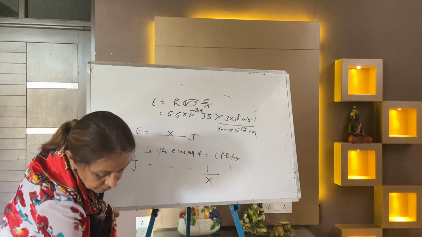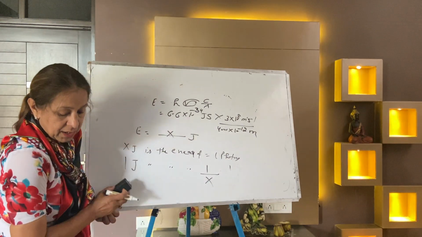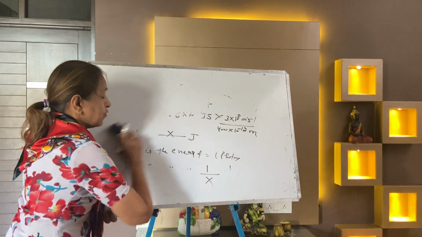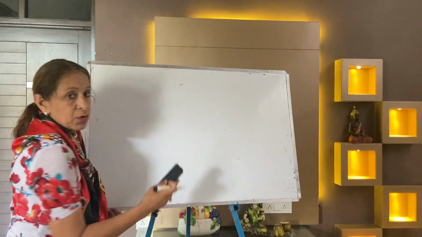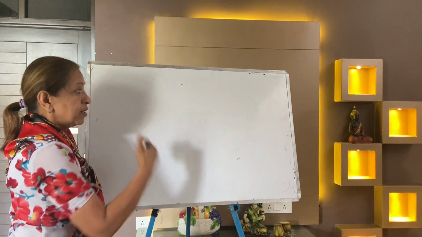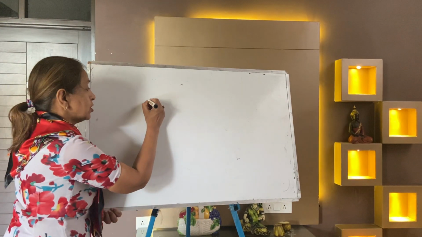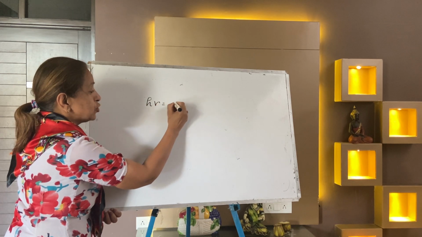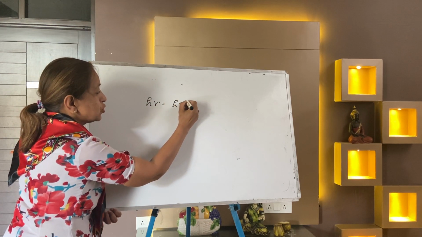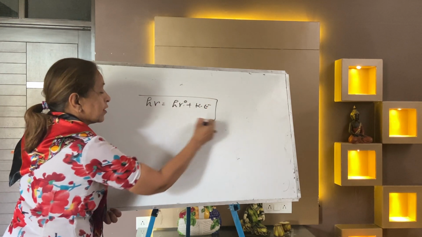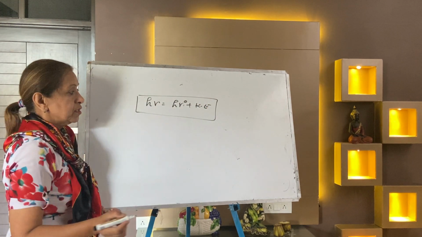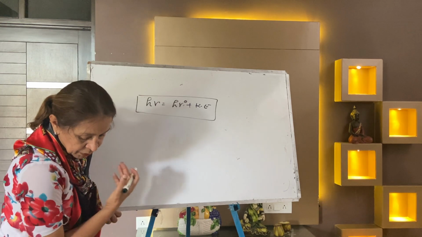So this numerical is done. After that I am taking numerical number 9. 5, 6, 7, 8 is over. Numerical number 9 is of the photoelectric effect that we have done in the previous lecture. Photoelectric effect is h nu is equal to h nu naught plus kinetic energy.